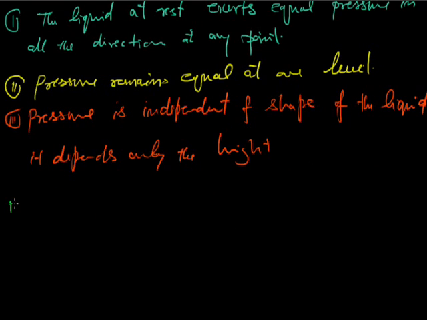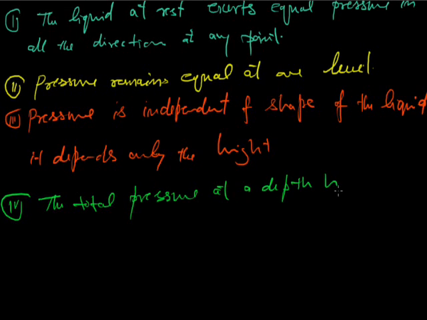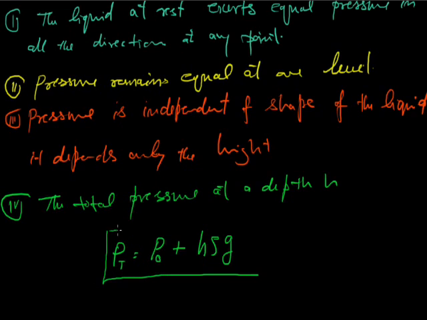The next point, fourth point, is the total pressure at a depth h. The total pressure at a depth h will be equal to P0, the atmospheric pressure, plus H rho g. H rho g is the pressure due to the water column or liquid column, and P0 is atmospheric pressure.